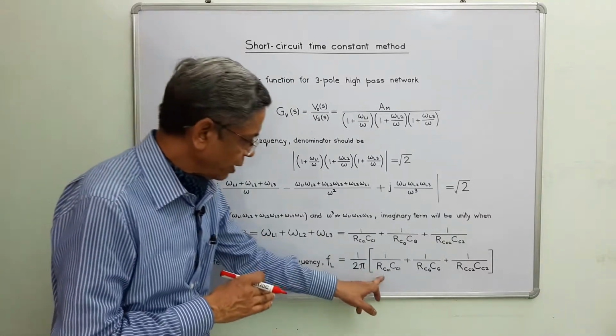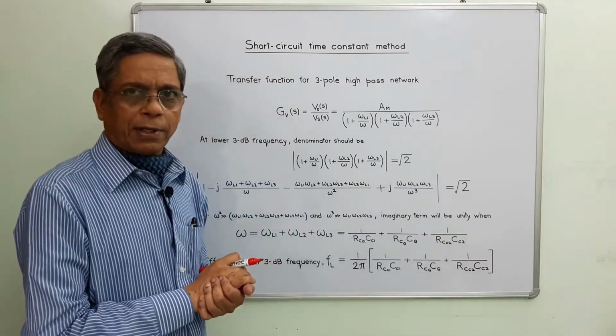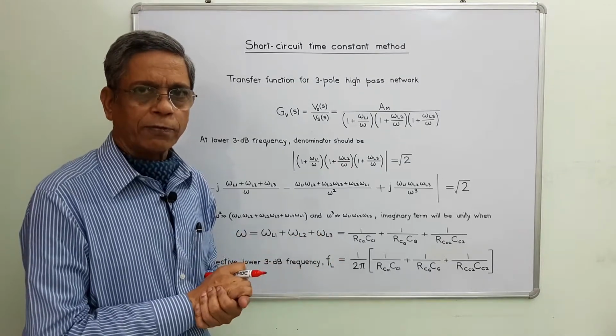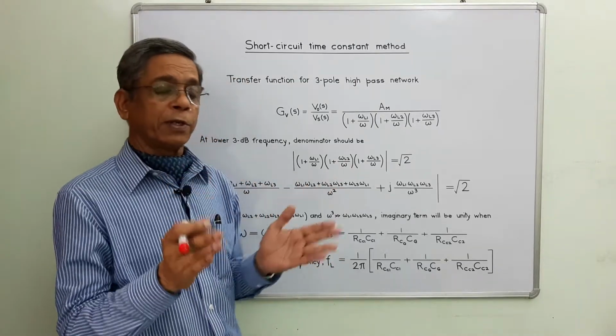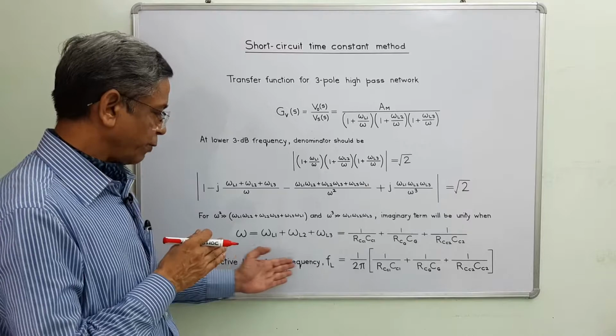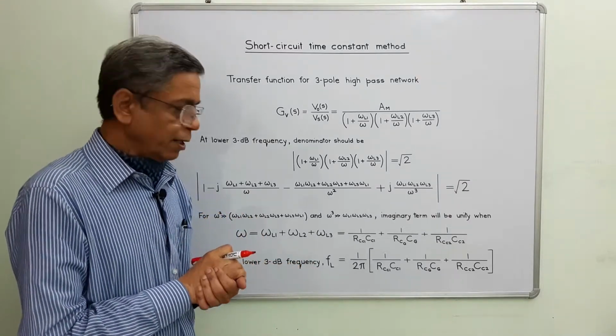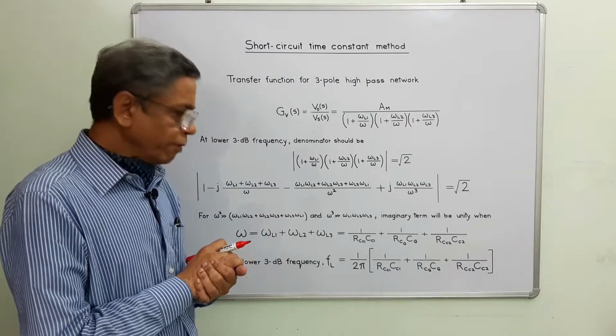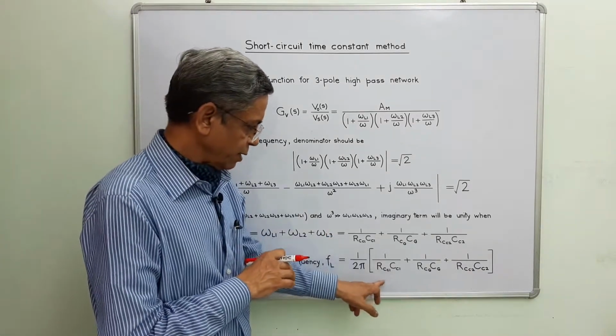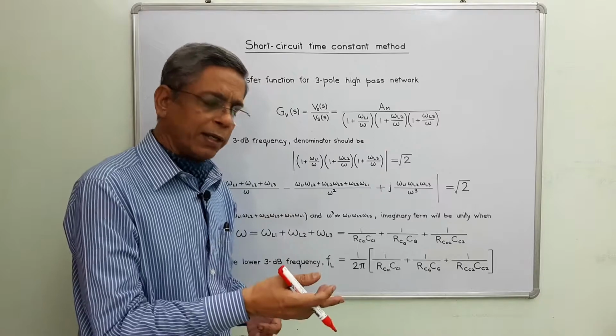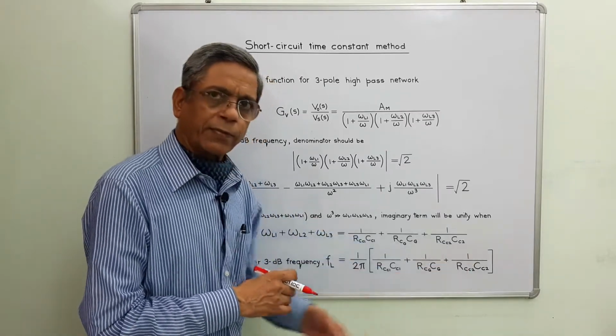After writing these three values, the time constants for these three capacitors, we will be in a position to write the complete expression for the effective lower 3 dB frequency for the common gate amplifier at low frequency band. On the next pages, we will be determining these time constants separately for these capacitors.